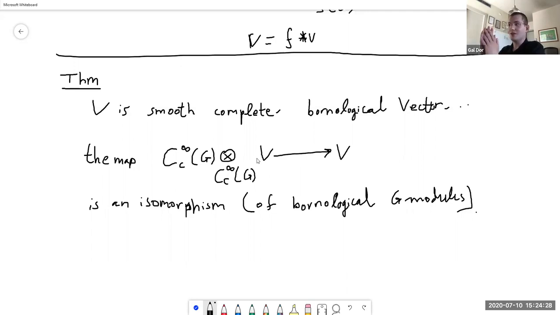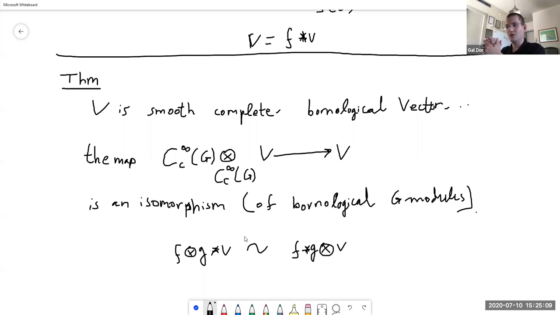Then you have a tensor product of vector spaces of smooth functions with V, and you take the relative tensor product over smooth functions. This means that you take the quotient so that F tensor G convolution with V is equivalent to F convolution G tensor with V. Because V has an action of smooth functions, you can take this relative tensor product. This is again just an algebraic quotient of a pure abstract vector space.